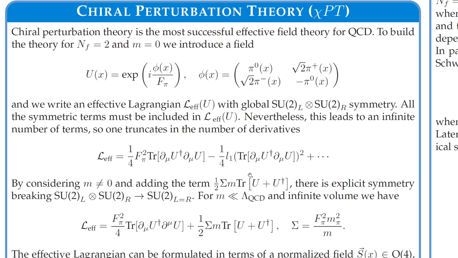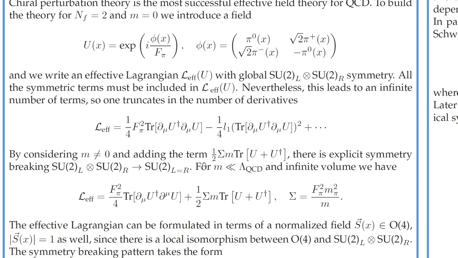Now, if we consider a degenerate fermion mass different from zero, by adding this term to the Lagrangian, there is explicit symmetry breaking. And these coefficients here are known as low energy constants, or LECs, and in infinite volume, they obey this relation here.